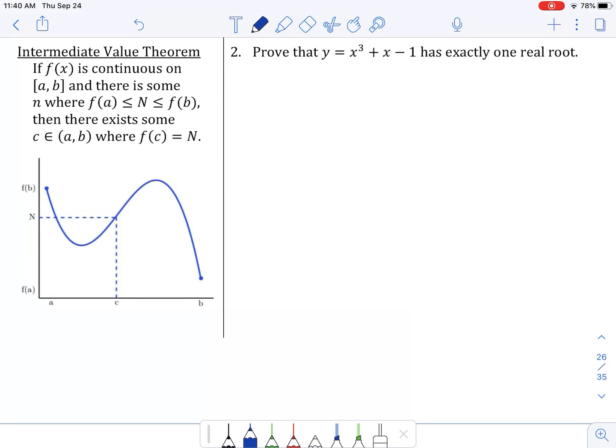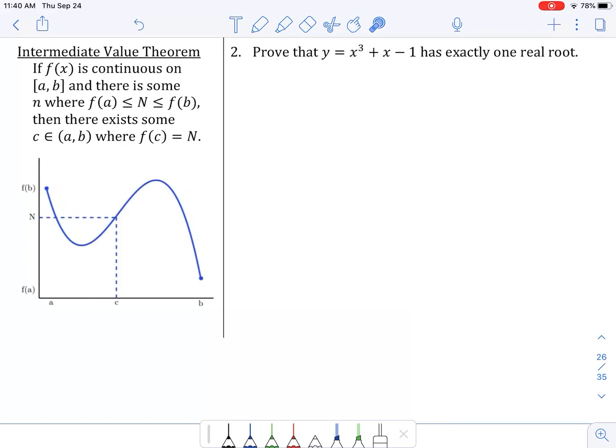And this is really helpful because it says that if f of x is continuous on a to b, and there is some n where capital N is in between the two y values. So for example, this. Here is our f of a and our f of b, so n is just in between them. There exists a c in between a and b where there's a point on the curve. So basically, if this is continuous, this c exists, and there might even be more than one, as we can see in this drawing. There'd be one there and there.